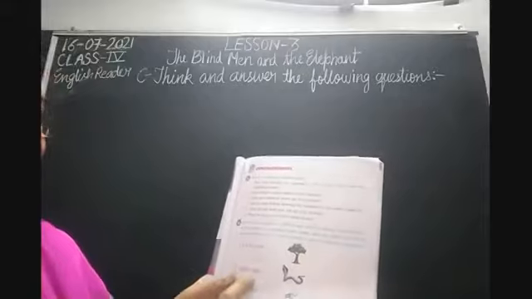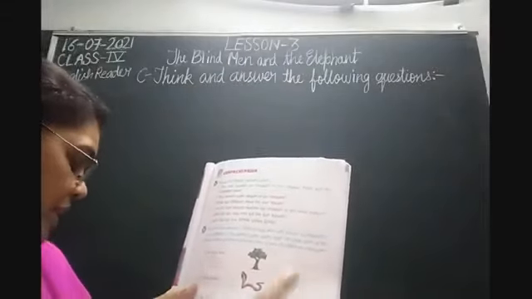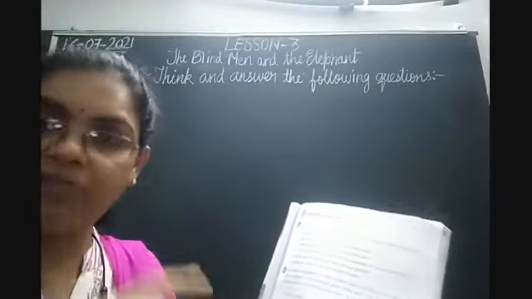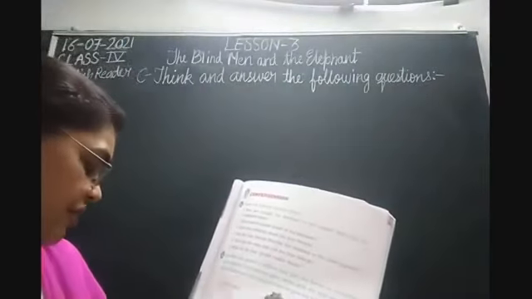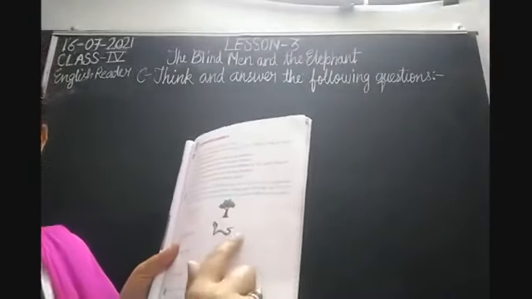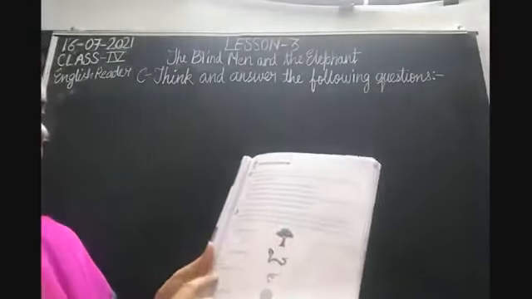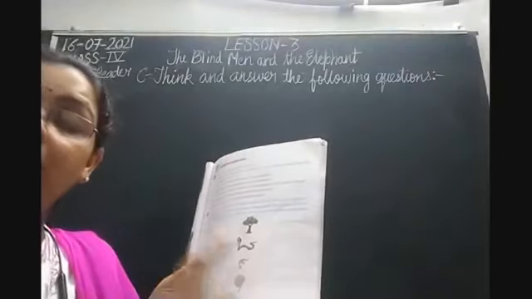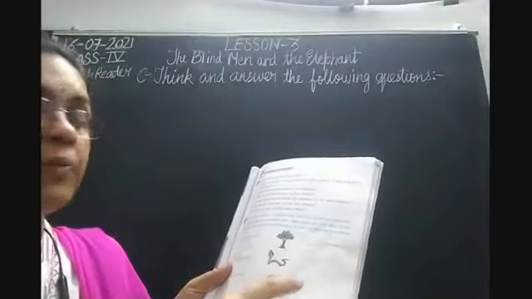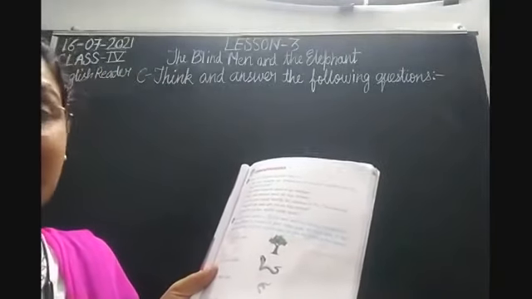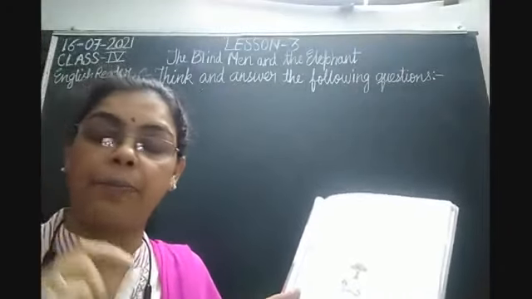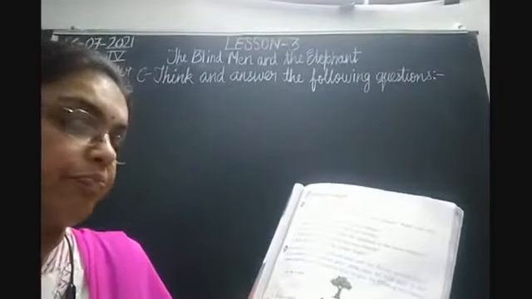Then the second is, it's like a snake. Now, this, the third man, he had touched the trunk of the elephant. So, which part of the elephant's body? So, you please write over here, the elephant's trunk. The elephant's trunk. Then, it's like a rope. The second man had touched the elephant's tail. So, which part of the body? Please write over here, the elephant's tail. The elephant's tail is like a rope because it's very small and thin compared to the elephant's body.